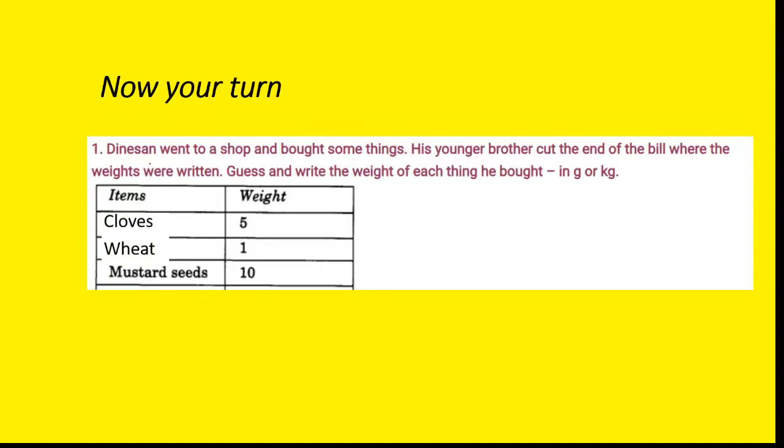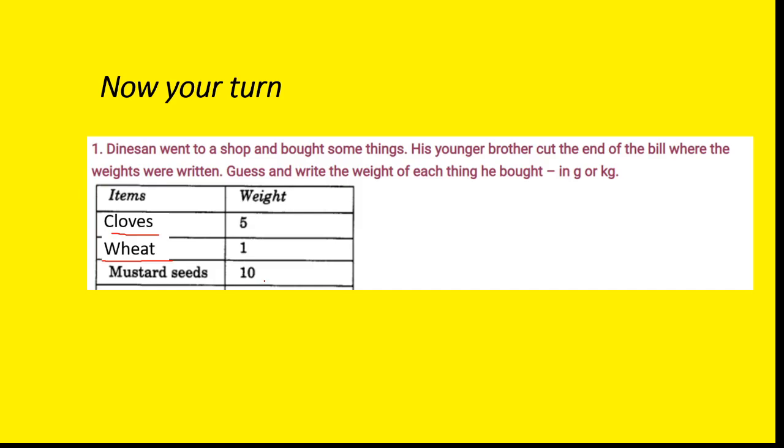So here question is, Danson went to a shop and bought some things. His younger brother cut the end of the bill where the weights were written. Guess and write the weight of each thing he bought in gram or kg. So children, what will be the answer? This is your turn. You have to give the answer. You all know for cloves what you will write here, kg or gram. For wheat, what you will write here, kg or gram. Or for mustard seeds, what you will write.